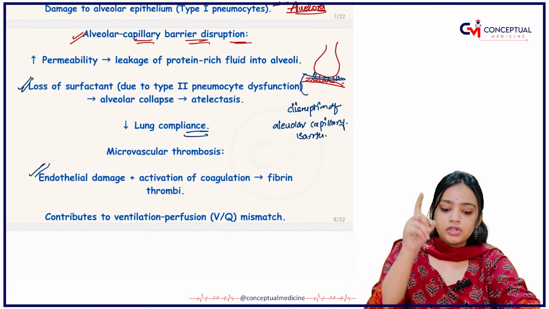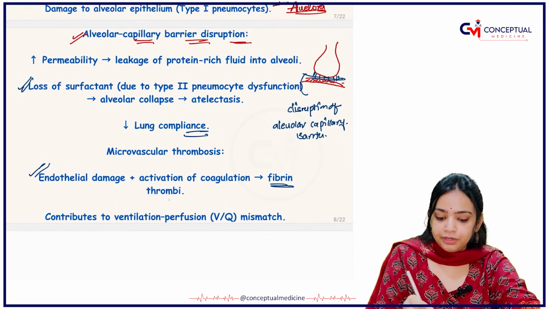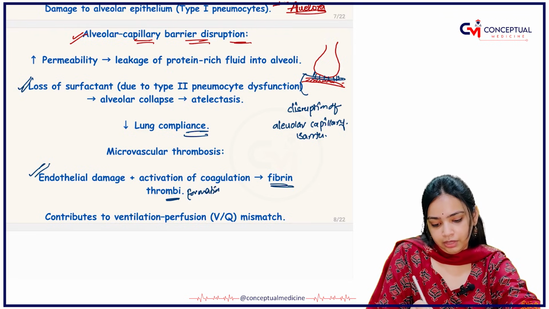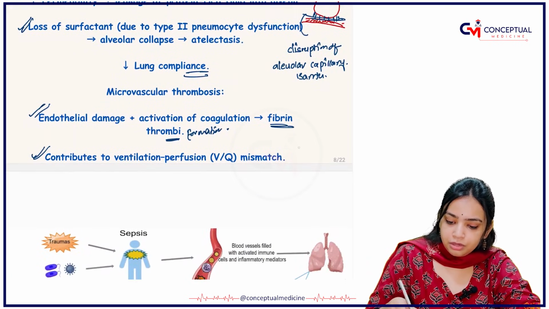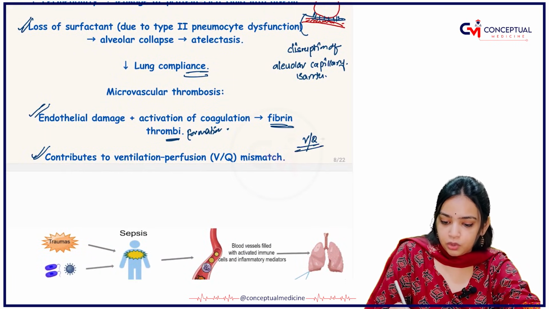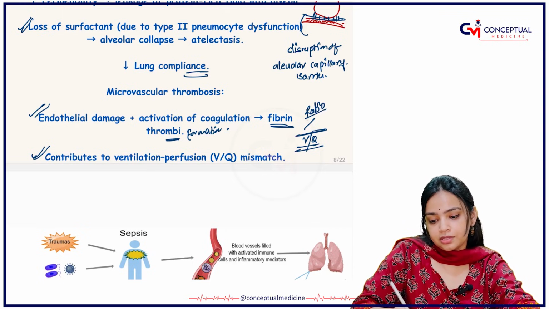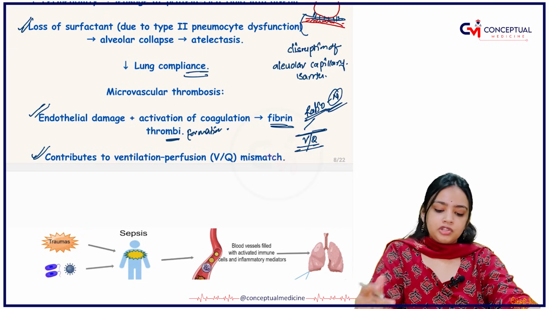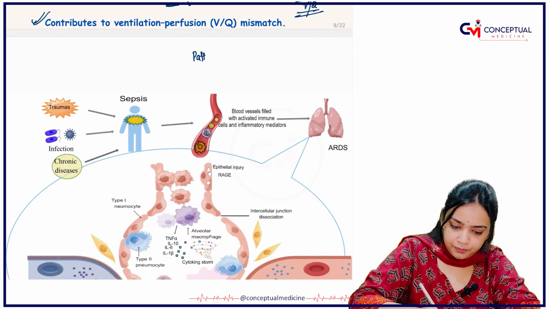As a result, endothelial and epithelial damage will be there and fibrin thrombi formation will be there, which contributes to your ventilation perfusion mismatch. That is, the V/Q mismatch is there. Tell me, what is the normal ratio of V/Q that you have read in your physiology lectures? You have to tell me. See, this is the pathogenesis.